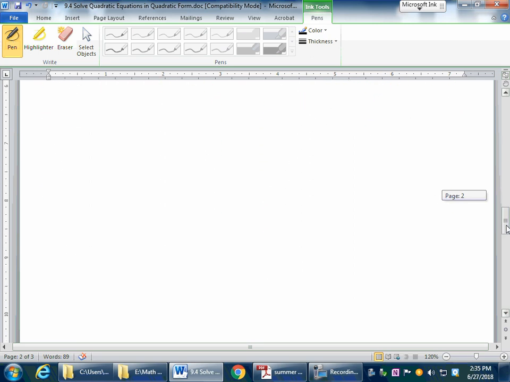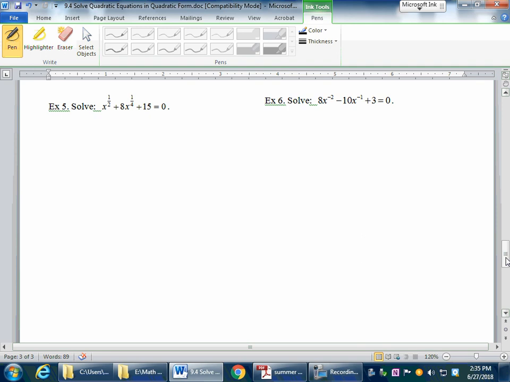Moving on to the next example. So now you can see x to the 1/2 power. We can rewrite it and look at it as x to the 1/4 power to the second power, because 1/4 times 2 gives me 1/2, which is double the exponent of the second term. So x to the 1/2 plus 8x to the 1/4 power plus 15 equal to 0.